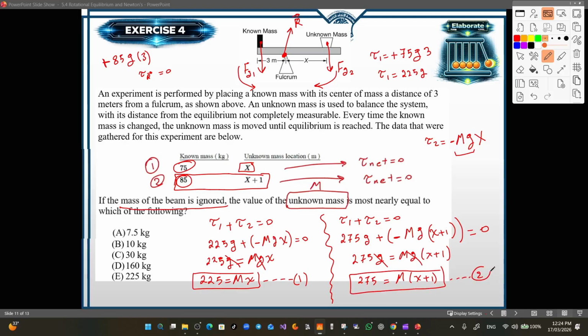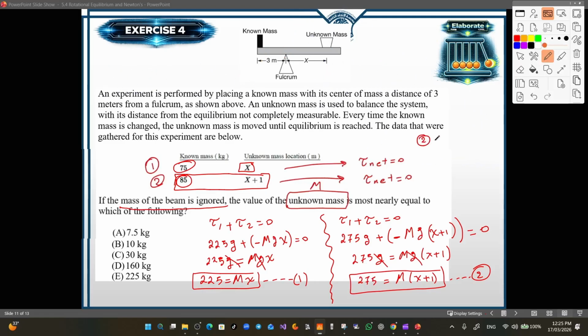So we have constructed two linear equations with two unknowns. By solving these two linear equations simultaneously, we can find the values of m and x. Now, how can we solve them simultaneously? We actually have different ways, but for this question I will use division. So I will divide equation 2 by equation 1. So 275 divided by 225 equals m(x plus 1) divided by mx. Now m and m cancel out.